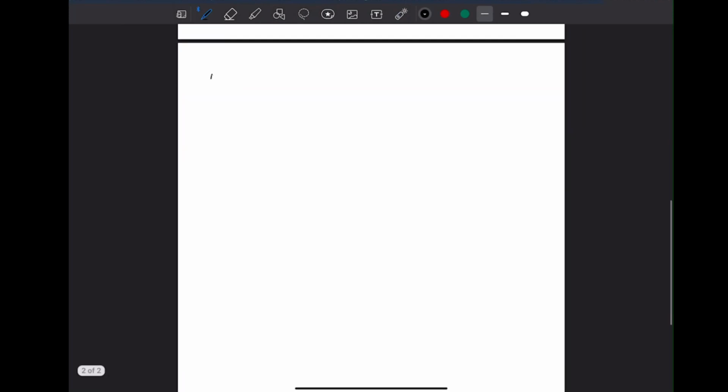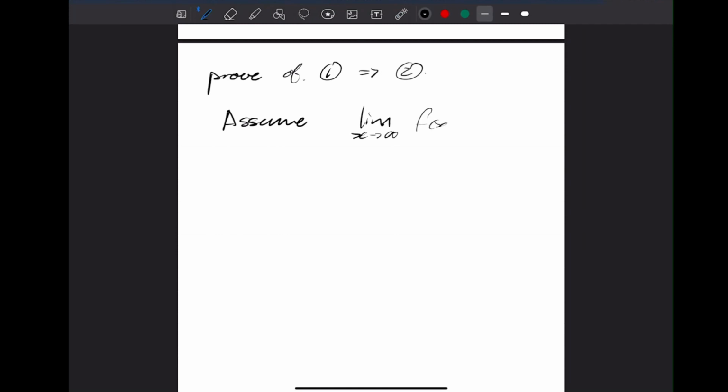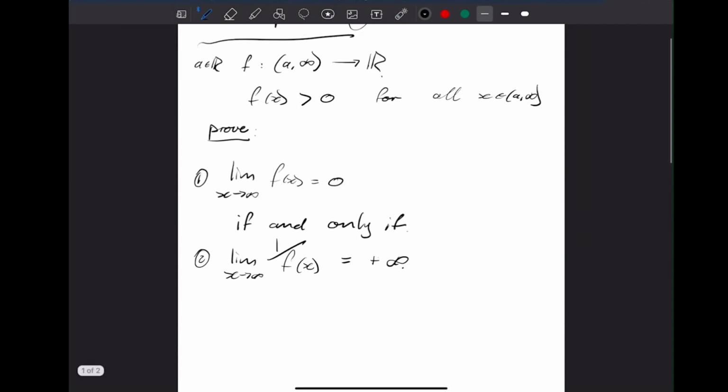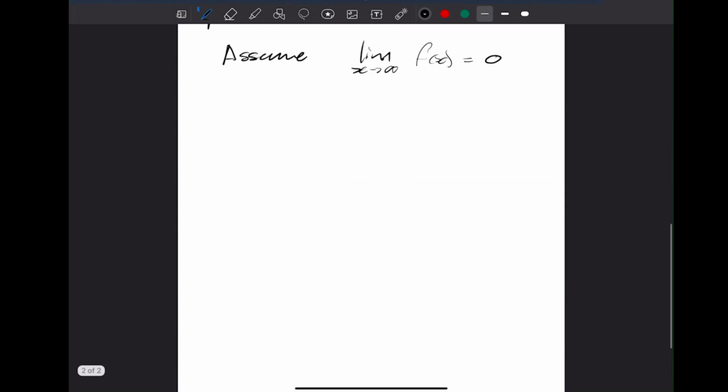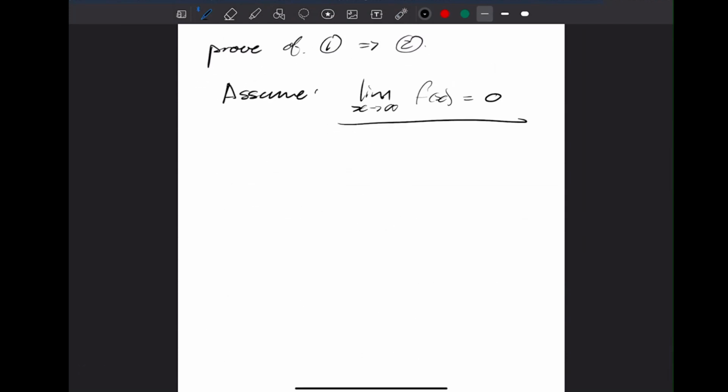So let us prove 1 implies 2. So we will assume 1. That is the limit as x tends to infinity of f of x is equal to 0. Remember, we are assuming this, so this is a shop. We can buy things from this shop, but we need to know what the shop is selling. So let us write out the definition of what this means.